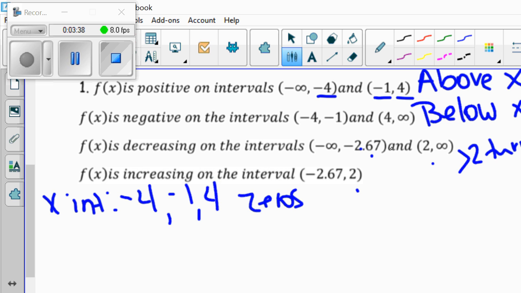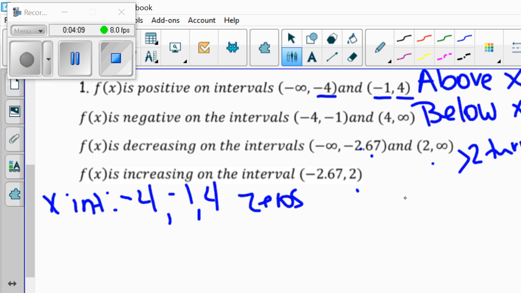And increasing, decreasing from that point to this point. And then it says it increases. And then it starts decreasing again at 2, so somewhere up here at 2 is where we are decreasing again. So this is a rough sketch of what our graph would look like. We have 2 turning points. We have our zeros. Okay?